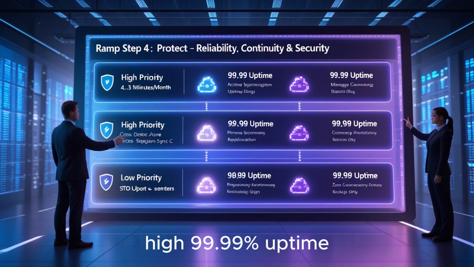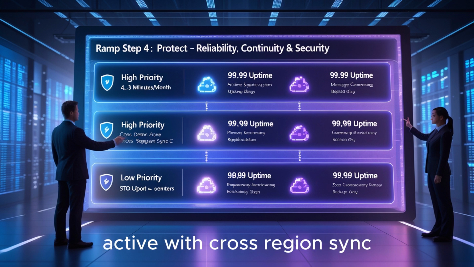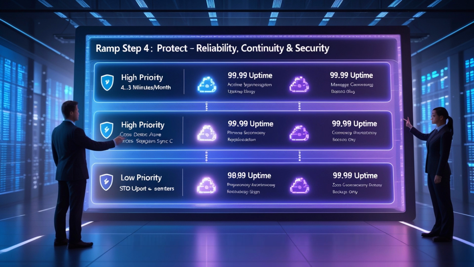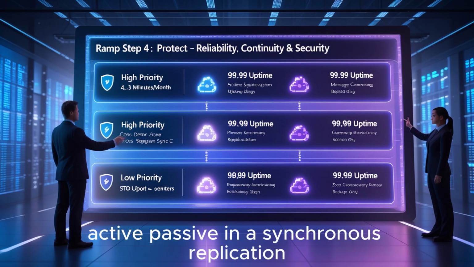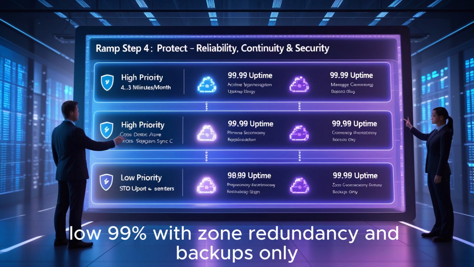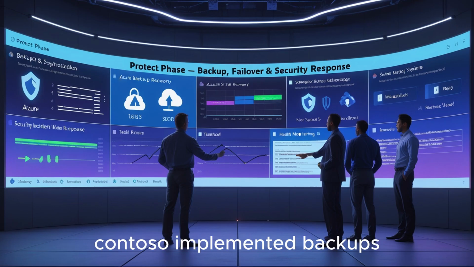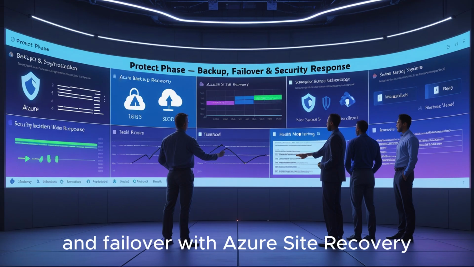High: 99.99% uptime, 4.3 minutes of downtime per month, active with cross-region sync. Medium: 99.9% uptime, active-passive, and asynchronous replication. Low: 99% with zone redundancy and backups only. Contoso implemented backups with Azure Backup, asynchronous replication, and failover with Azure Site Recovery.